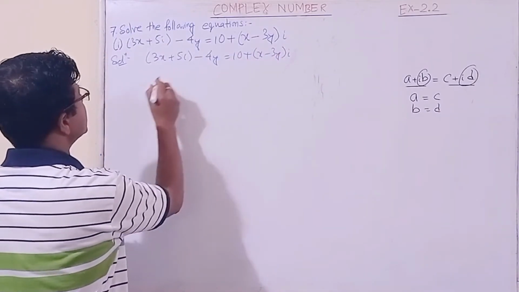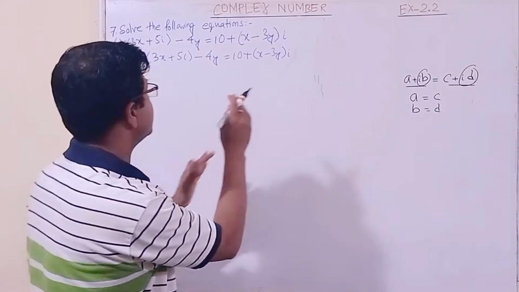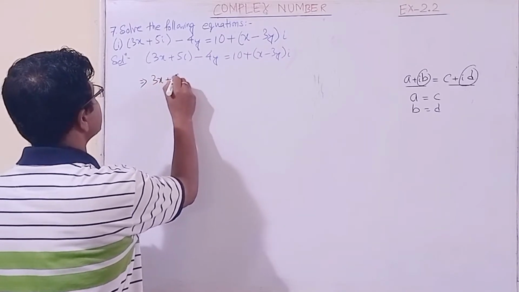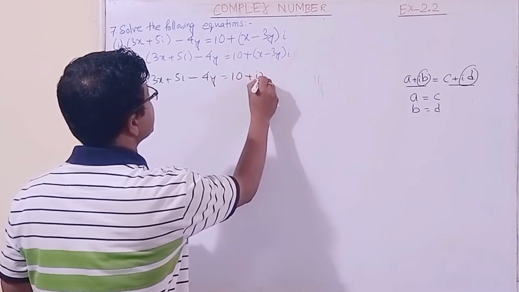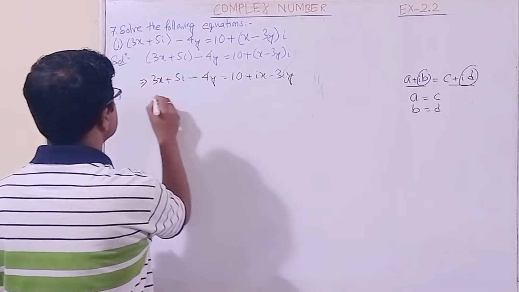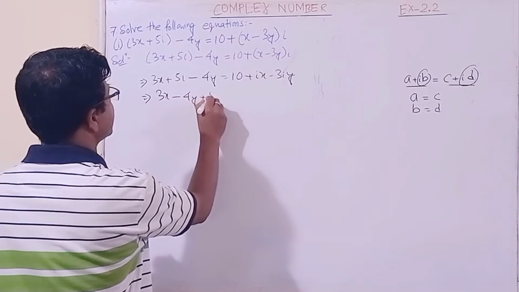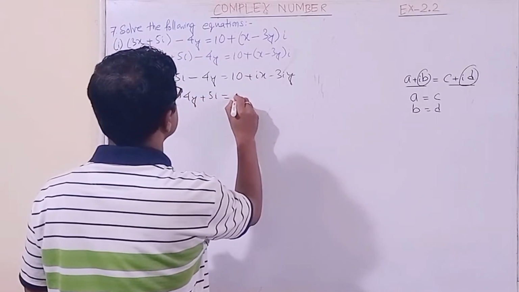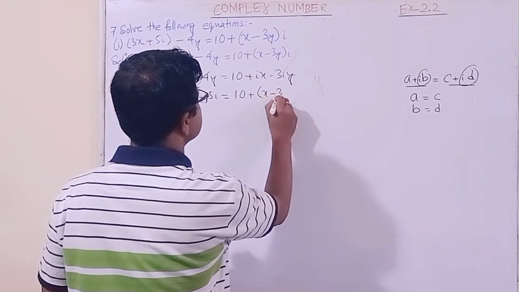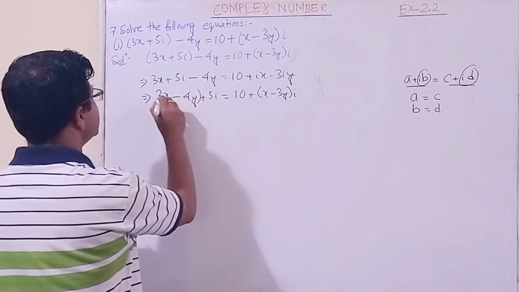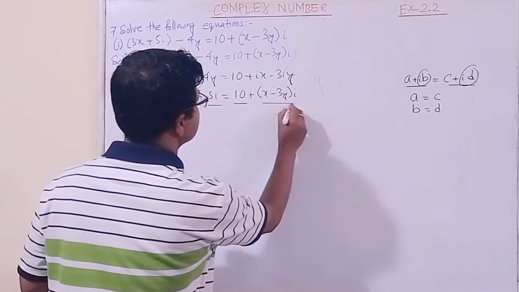So here we have written the equation. Let us separate the real part and the imaginary part. This is 3x. Let us remove the bracket: 5y minus 4y, 10 plus ix minus 3iy. So this can be written as: the real part is 3x minus 4y plus 5y, and on the right the real part is 10 plus (x minus 3y) into i. If we keep the bracket here, the real part equals real part, and the imaginary part equals imaginary part.